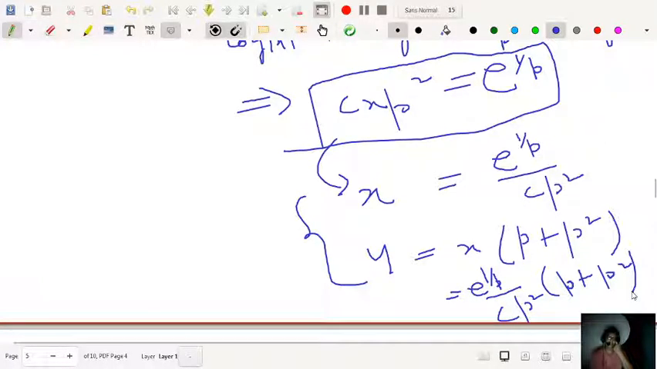So you can't eliminate p from these two equations. So you can write x and y as functions of p and c. So this together will give you the parametric solution of the given equation, where p is the parameter. These constitute the parametric solution.